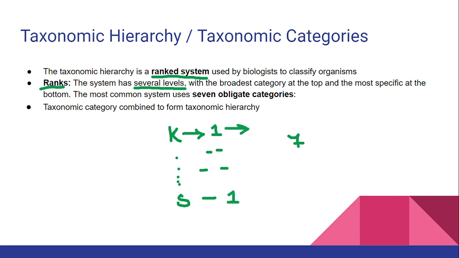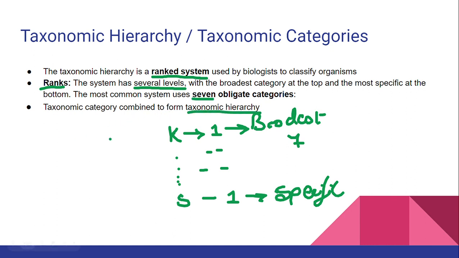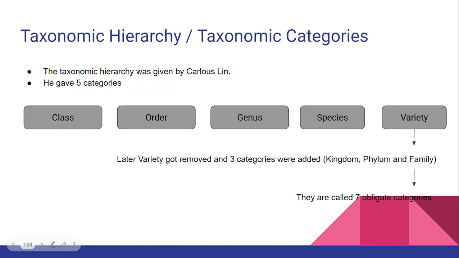The broadest one is going to be at the top. So kingdom is the broadest category, and the more specific one is at the bottom. What is specific and all, I will tell you a little later in an upcoming video. Now, the most common system is the 7 obligate category system, right? Taxonomic categories combine to form the taxonomic hierarchy. This is what we studied. All these 7 categories combine to form the taxonomic hierarchy. Hierarchy means sequence.